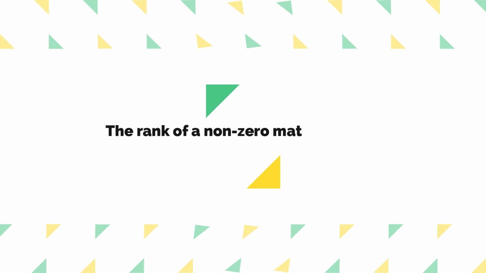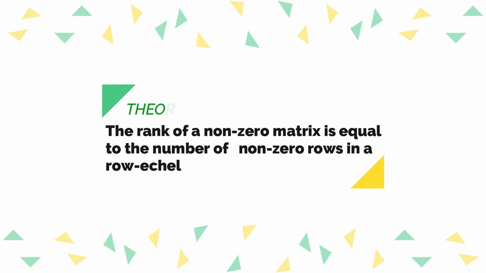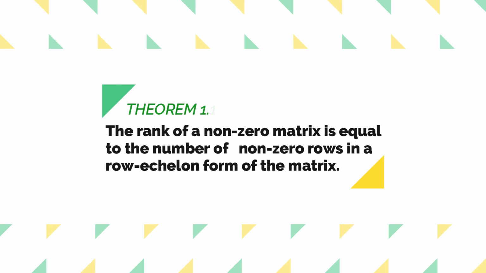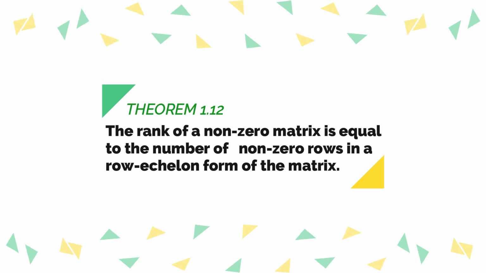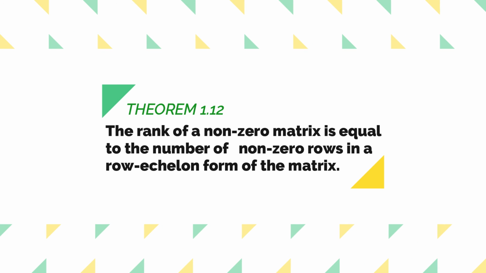Next, theorem 1.12. The rank of a non-zero matrix is equal to the number of non-zero rows in a row echelon form of the matrix. So the rank of a non-zero matrix in the row echelon form is the number of non-zero rows.